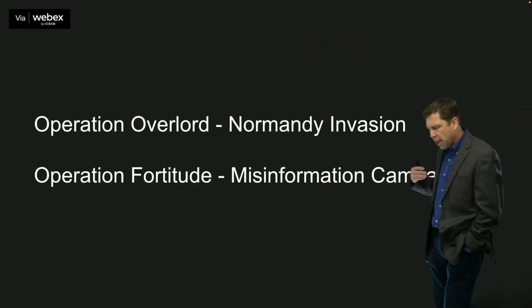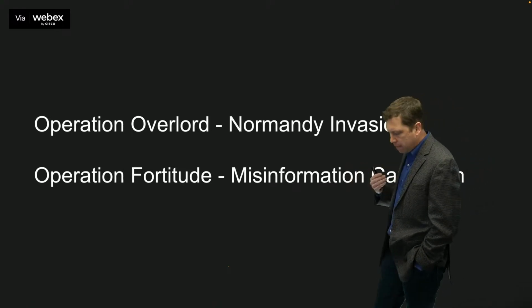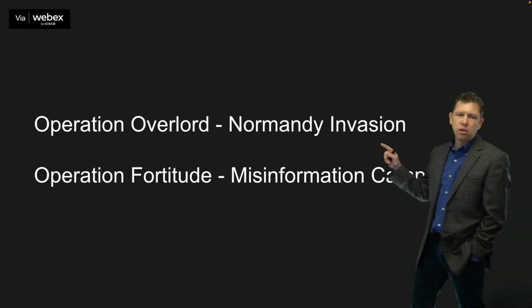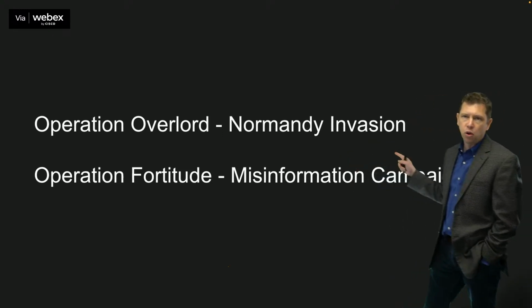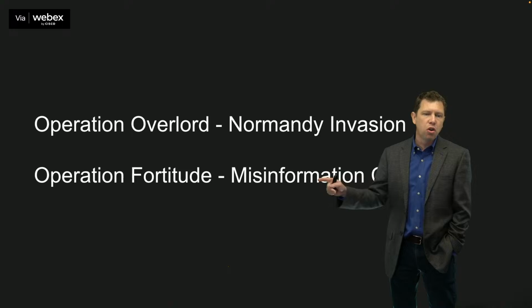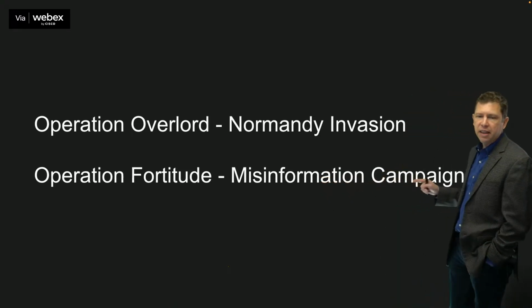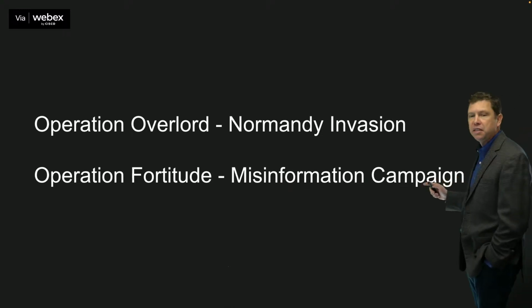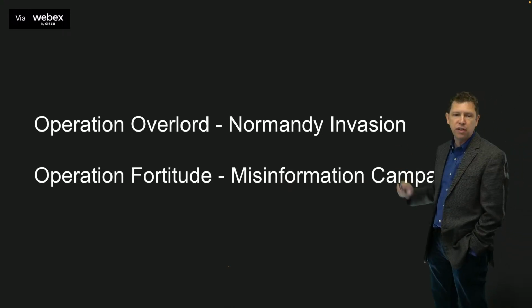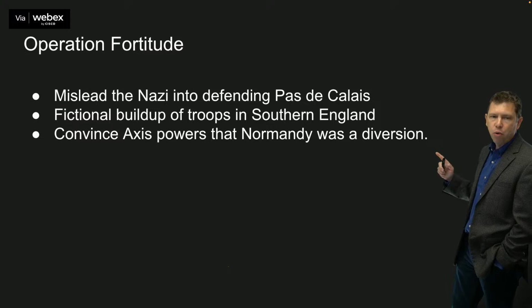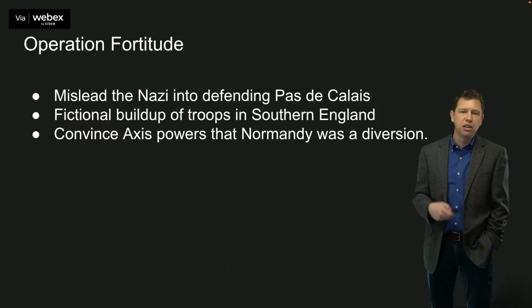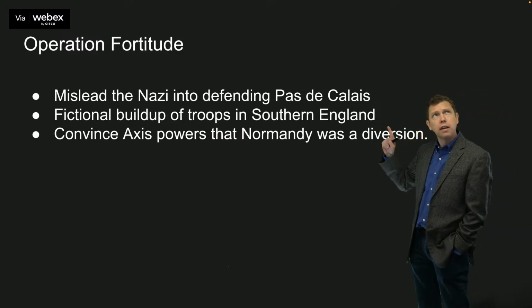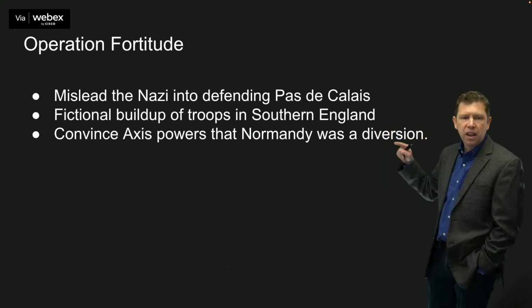Okay, so this conversation that Garbo was having with the Nazis, what was going on is there was Operation Overlord, which was going to be the Normandy invasion. There was also Operation Fortitude, which was a misinformation campaign designed to try to keep the Nazis from having sufficient forces to defend Normandy. So with Operation Fortitude, they were trying to mislead the Nazis into defending Calais. I think I'm saying that right. Calais? I'll just look that up again.